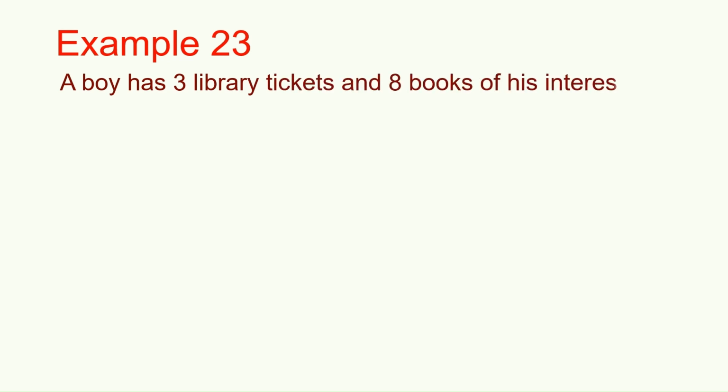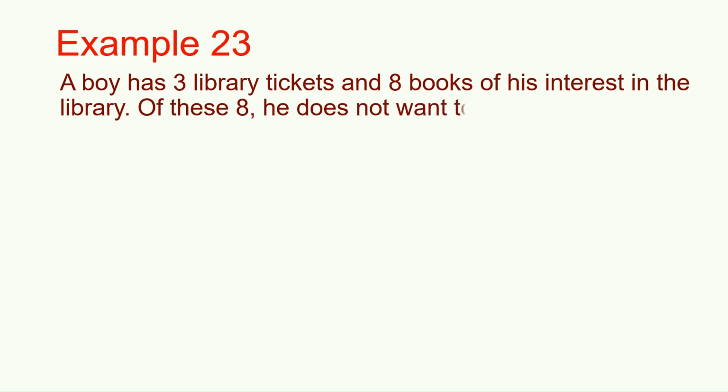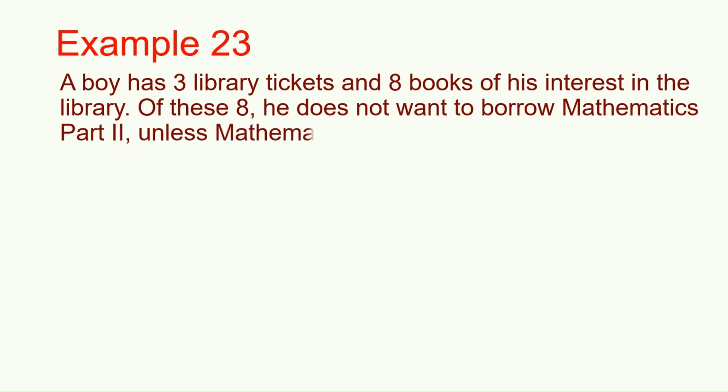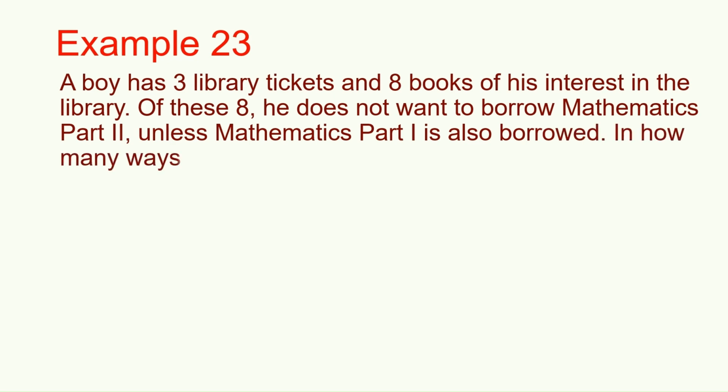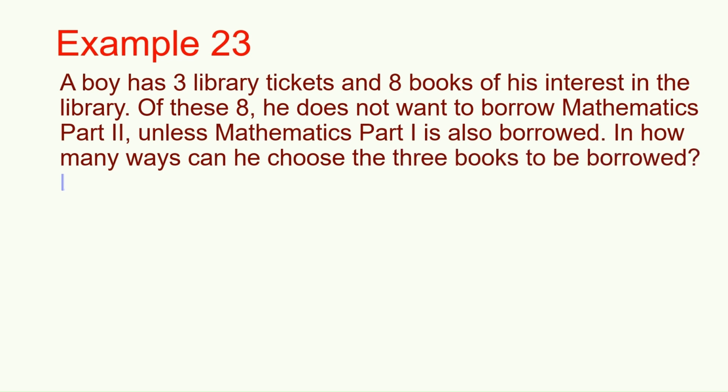Example 23. A boy has 3 library tickets and 8 books of his interest in the library. Of these 8, he does not want to borrow Mathematics Part 2 unless Mathematics Part 1 is also borrowed. In how many ways can he choose the 3 books to be borrowed?